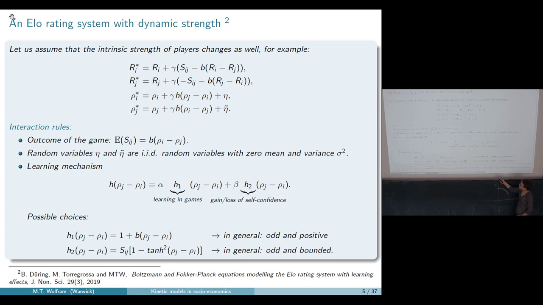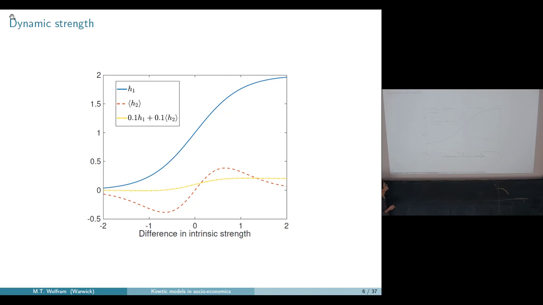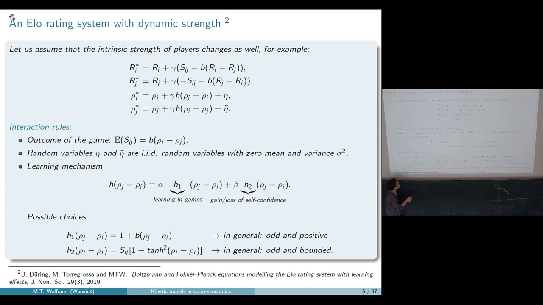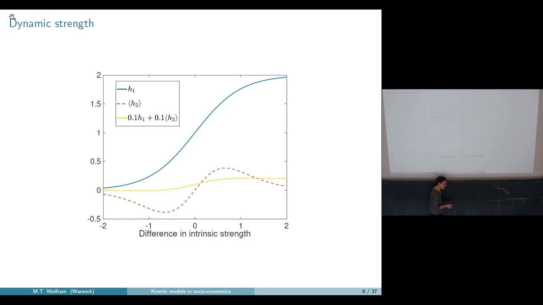So I wrote down some choices here. In general, we will assume that H1 and H2 are odd functions, positive, and H2 is bounded. So I'll show you a picture. What this tells us, for example, is that with H1, I will always increase my strength. So if I have an alpha which is larger than zero, then this function tells me that both players gain in the competition. No matter if they lost or not, they're kind of going to win.